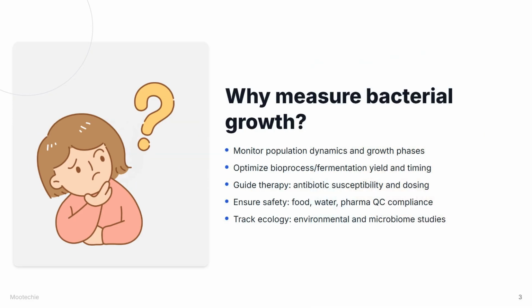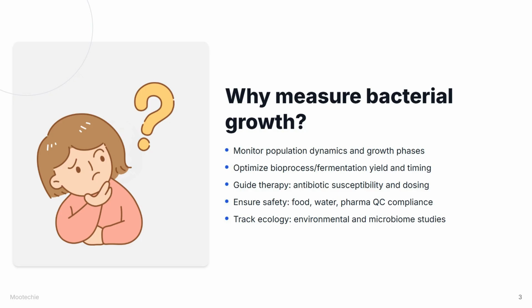First, to monitor population dynamics and growth phases. This helps us understand how a bacterial community changes over time. Second, to optimize bioprocess or fermentation yield and timing. Knowing exactly when bacteria are most active allows for better control in industrial settings. Third, to guide therapy, specifically antibiotic susceptibility and dosing. Accurate growth measurement tells us if a treatment is working.